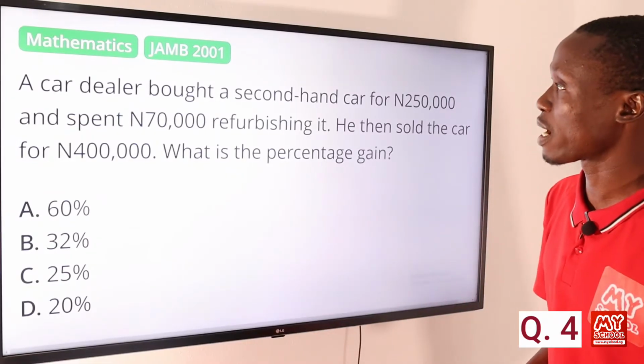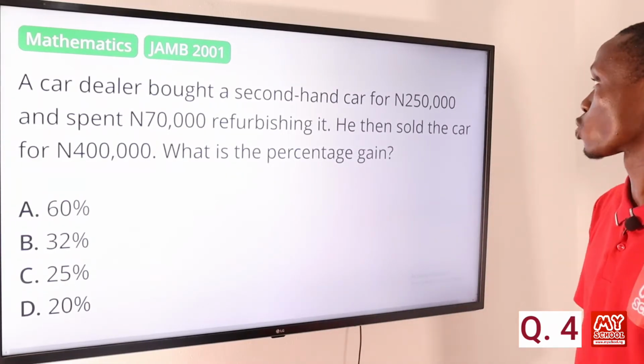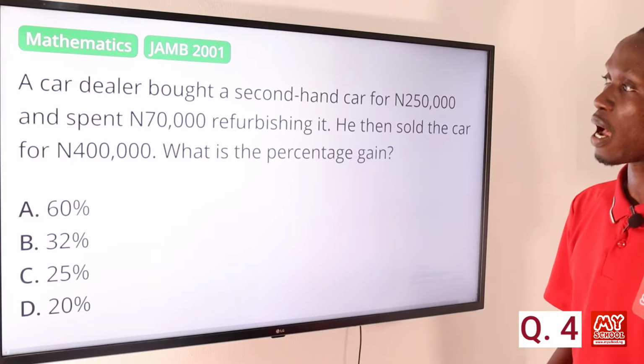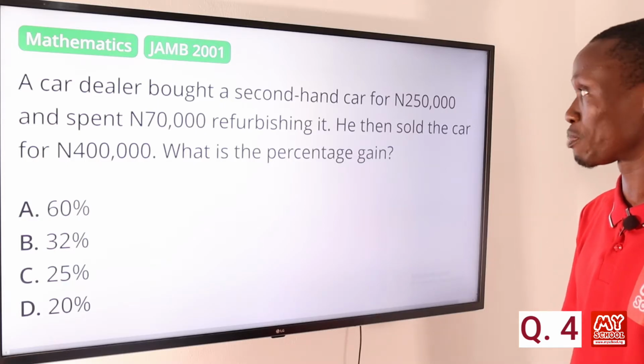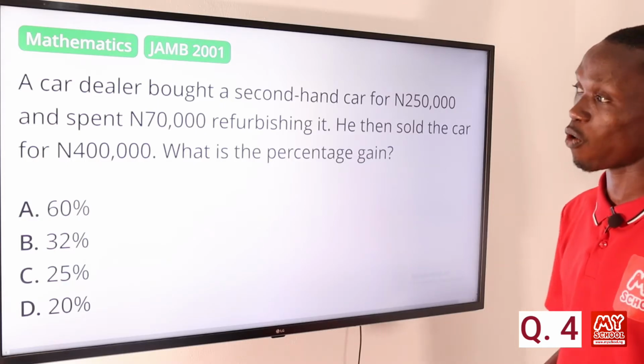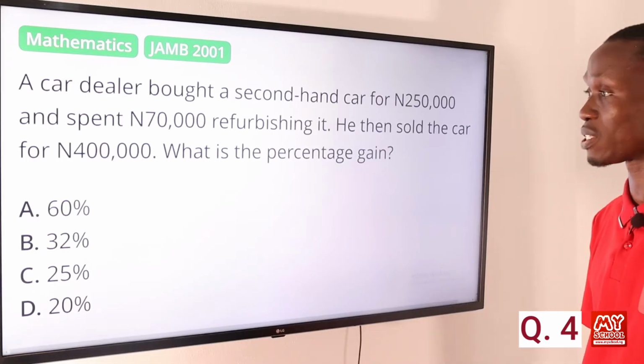Question 4. A car dealer bought a second-hand car for 250,000 naira and spent 70,000 naira refurbishing it. He then sold the car for 400,000 naira. What is the percentage gain?